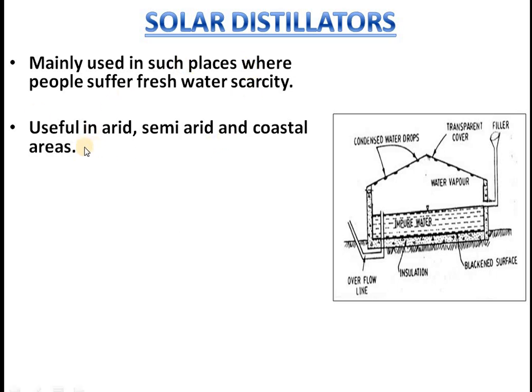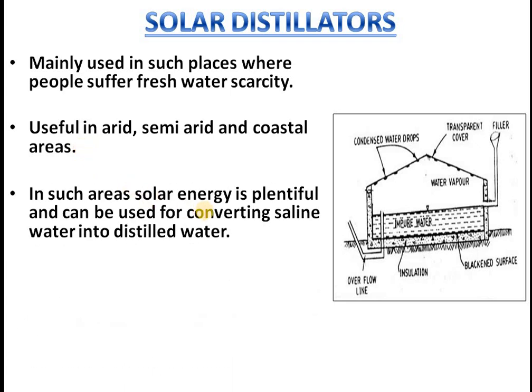Actually, in areas like Kutch and Bhuj in the Gujarat state of our country, this method is used. Even in Rajasthan, there are many desert places where this technique finds application. The only condition is that solar energy should be available plentifully. Then this method is very fruitful and effective.